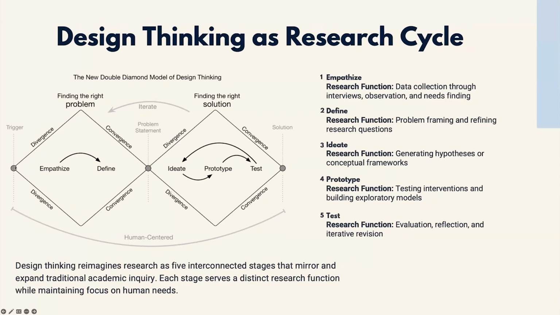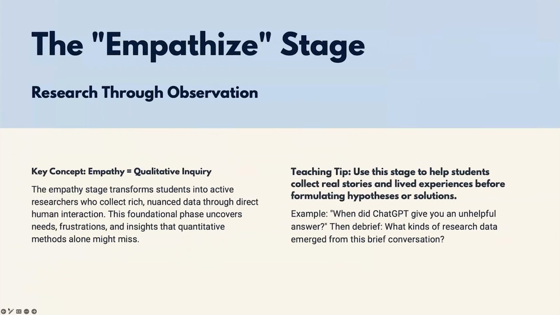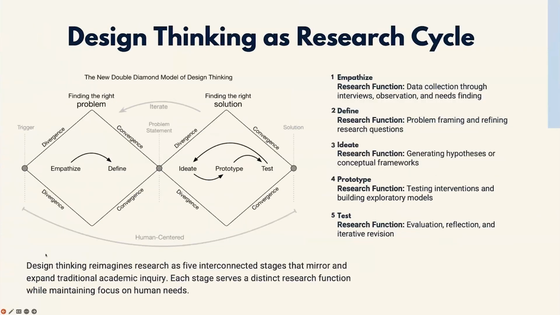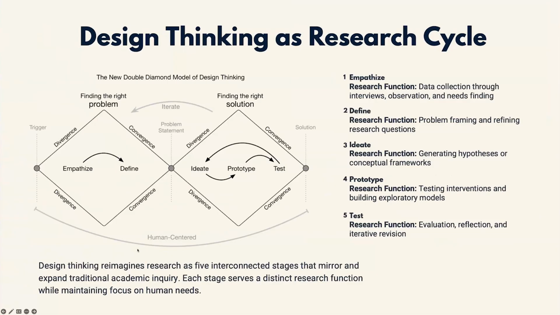What it really stresses is this iterative process. Oops, jumped ahead there. So there are these 5 interconnected stages. We have empathize, define, ideate, prototype, test. And this can expand traditional academic inquiry, and each stage there's a specific research function attached to it. So I've kind of listed those there.